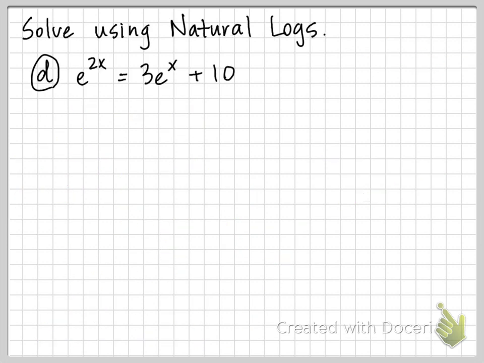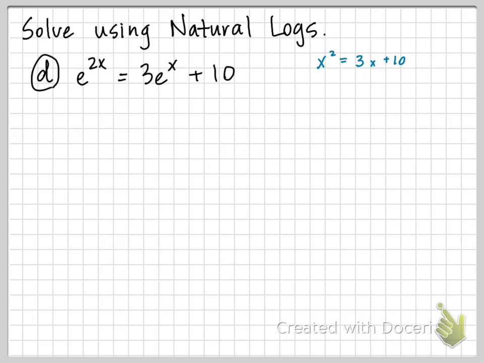Last but not least, you could get a question like this, where you have e to the 2x equals 3e to the x plus 10. If I had to solve using natural logs, things I might think about is this kind of looks like a quadratic. x squared equals 3x plus 10. I kind of see that.